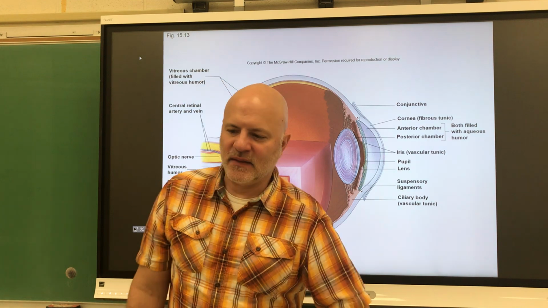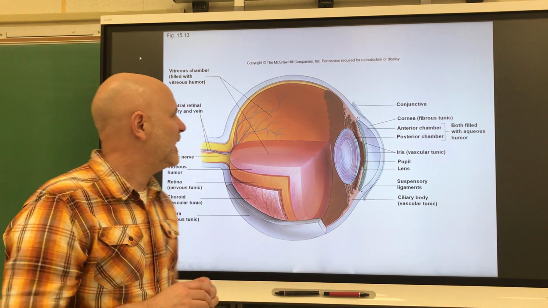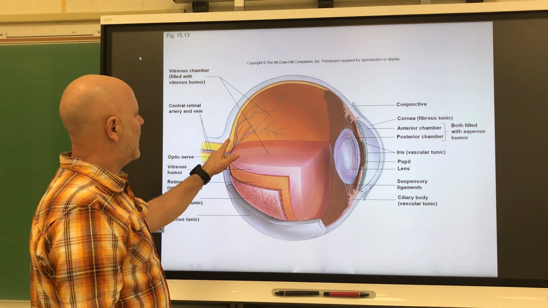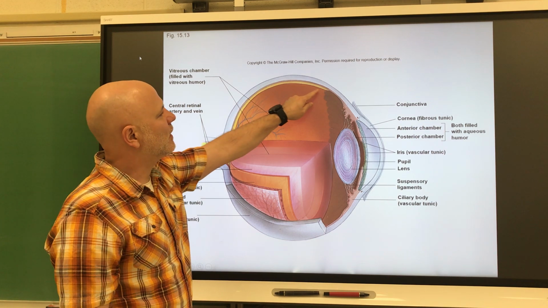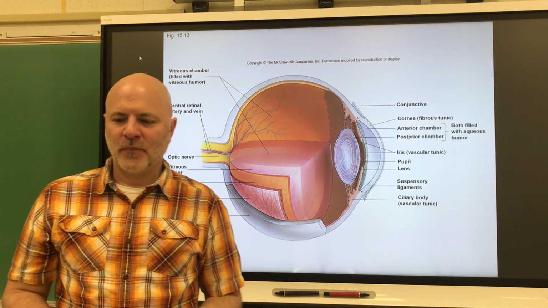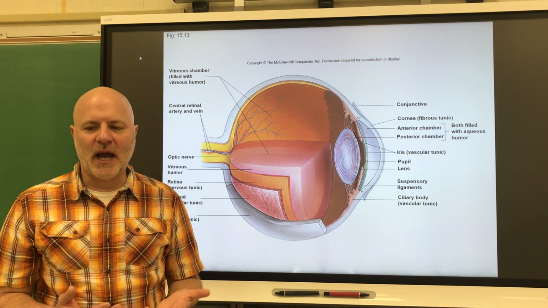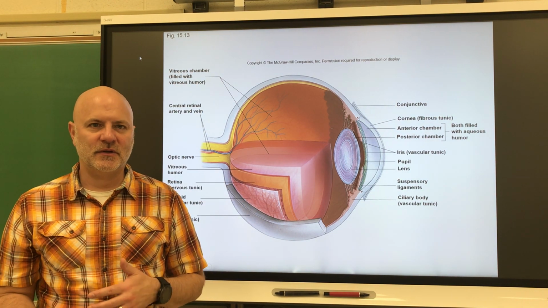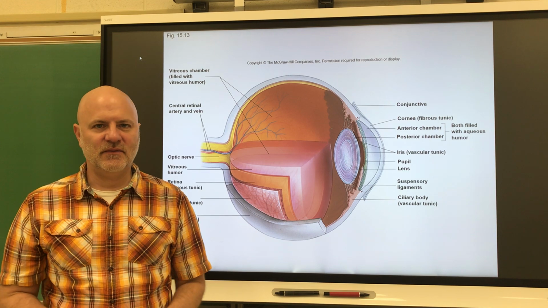So let's continue looking at the eye. Now we're going to look at the next layer of the eye, which is the sensory tunic, shown here in yellow. That's the retina. This is the inner layer of the eye wall that contains the photoreceptors. The receptor is sensitive to light.